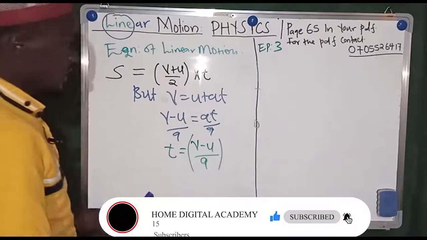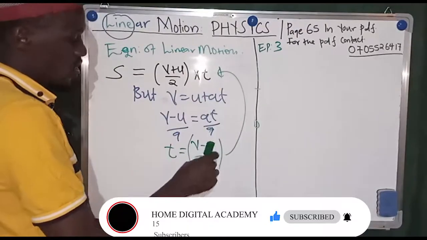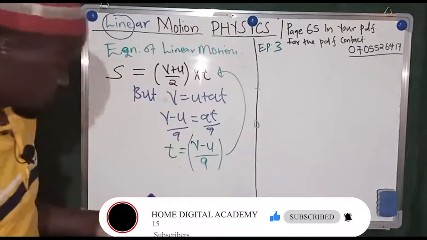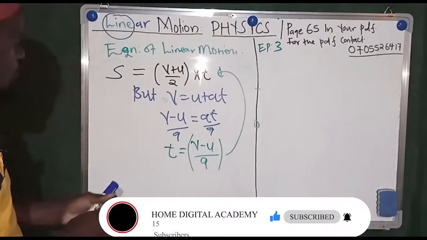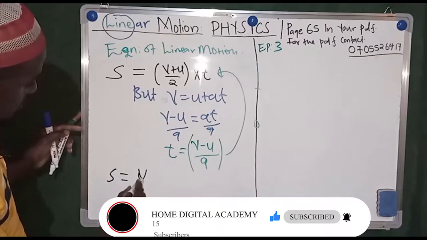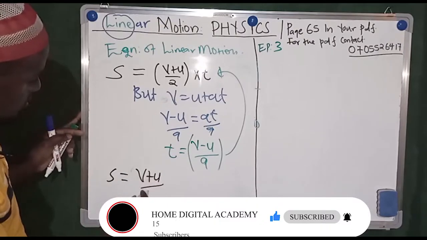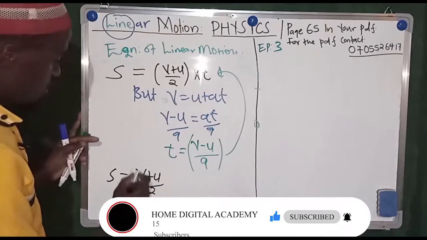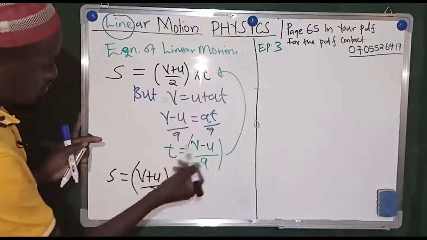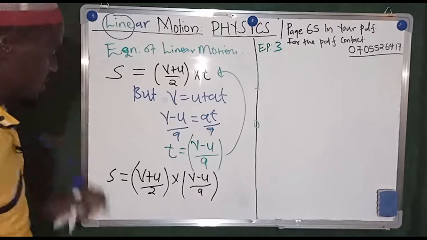So instead of writing t here, we are going to write that, because t is equal to this, so we replace t with this value, meaning that we are going to substitute. Now, what do we get? It is s equal to the average speed, which is v plus u, divided by 2, then times the time. The time this round is v minus u over a, like that.